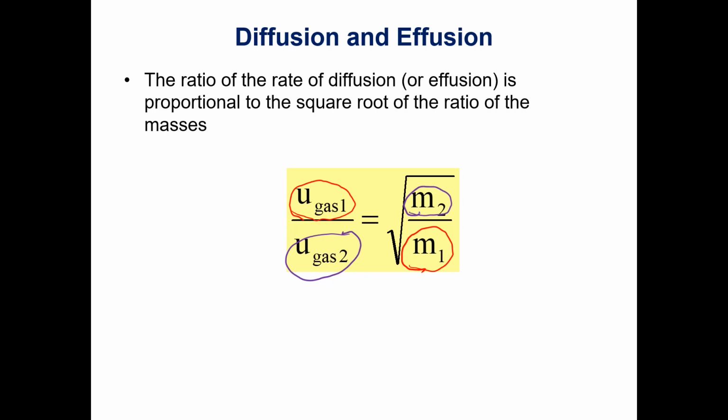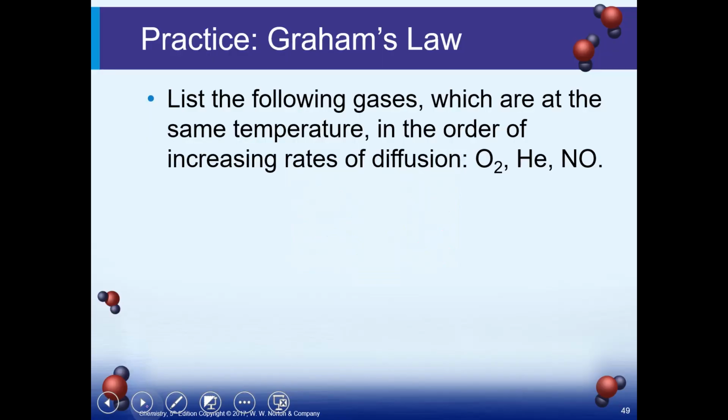So the rate of diffusion is inversely proportional to the square root of the ratio of the masses. And I'm missing the word inversely on this slide here. So these two are inversely proportional to each other. Let's take a look at an example.